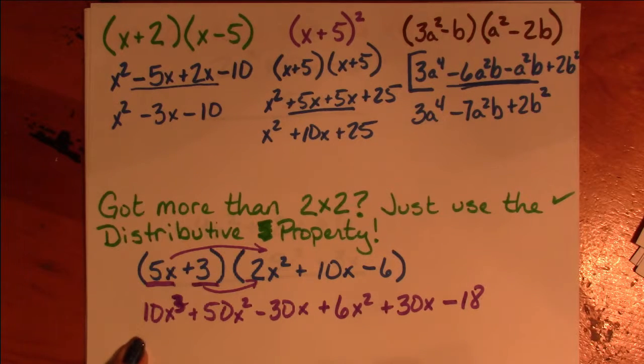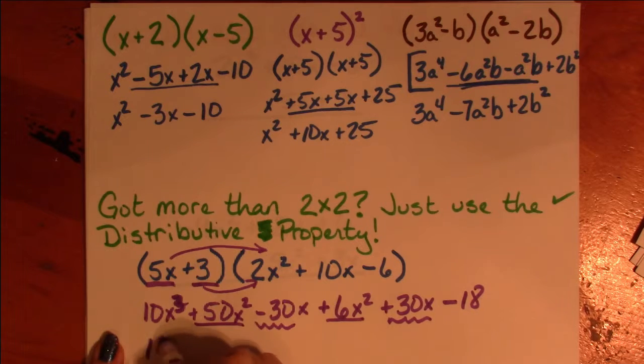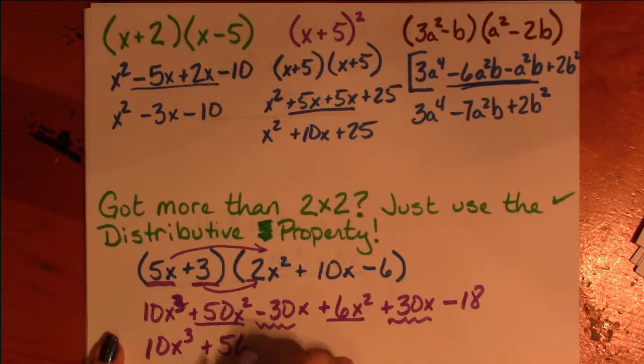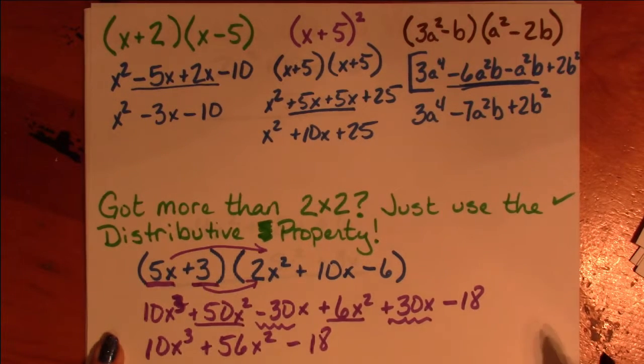Now we have to look for our like terms. These two are alike, and these two are alike. So we start with 10x cubed, and then 50 plus 6x squared, 56x squared, minus 30x plus 30x, these cancel out, and then we end with negative 18.